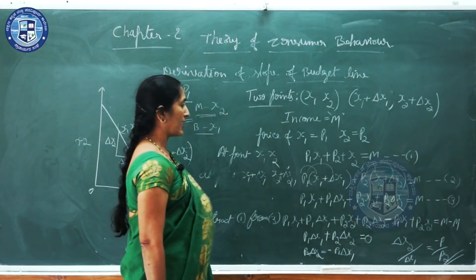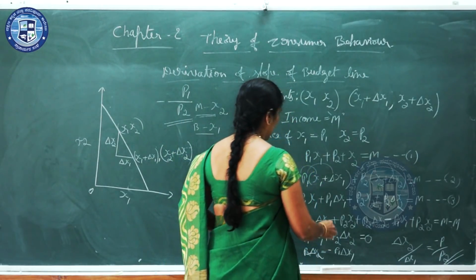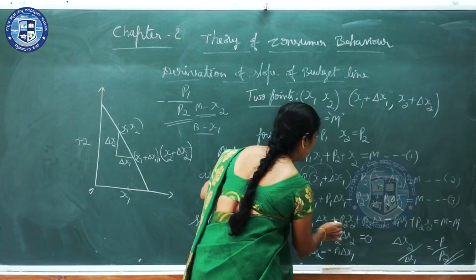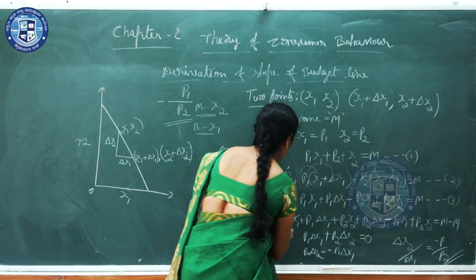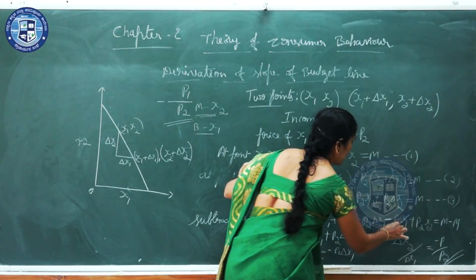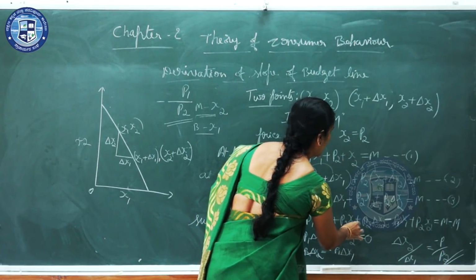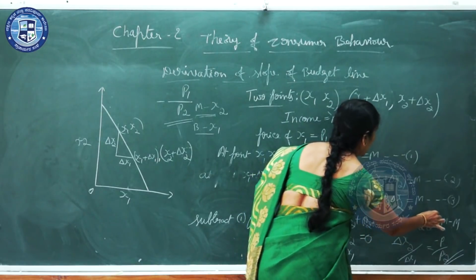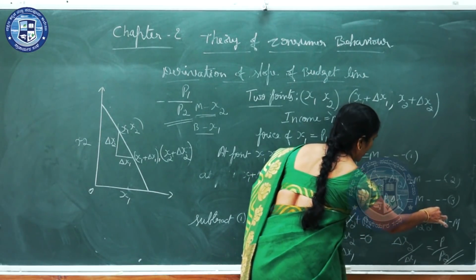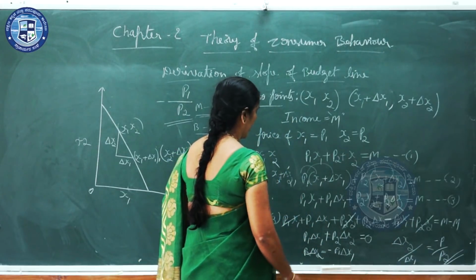Then we have to strike off the same terms. The P1 x1 is struck off against the other P1 x1. Then the common P2 x2 is cut off against P2 x2. The common terms are struck off.